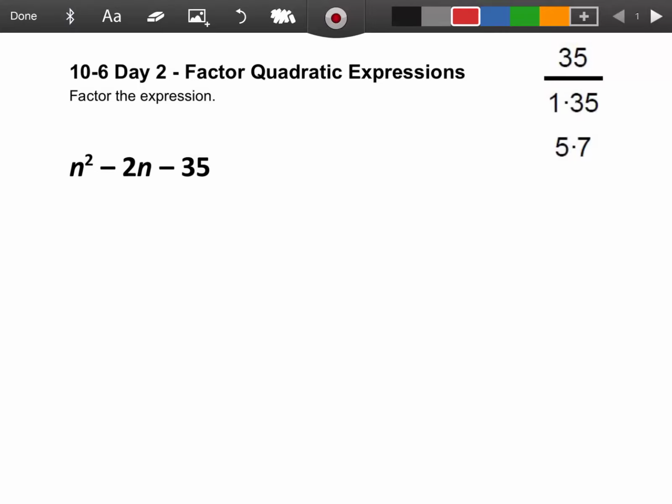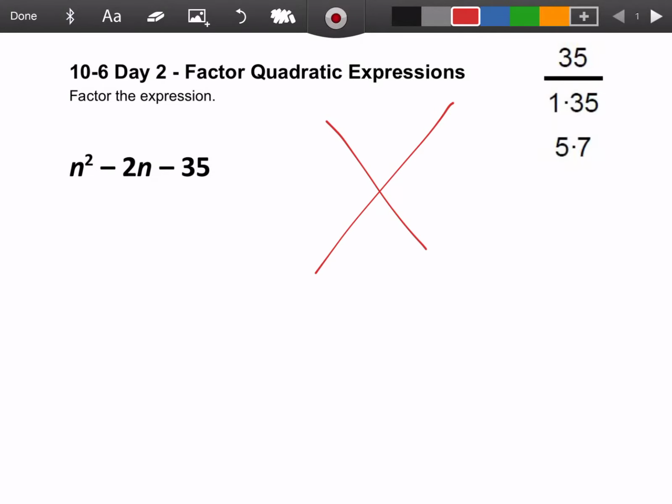We're going to be factoring some quadratic expressions. This first one is going to be exactly like the ones that we did in our last video, and then we're going to be moving on to factoring some things with multiple variables, which is just a little extra step, nothing huge. So here we have n squared minus 2n minus 35, and this is written in standard form. We want to write it in factored form.